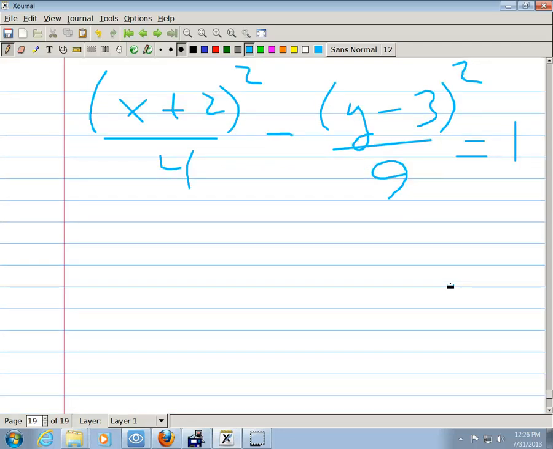Ready? Start at the center, negative 2, 3, right? Negative 2, 3 is where? That's in the second quadrant, sorry, second quadrant. So I'm going to blow up the second quadrant. All right. So negative 2, 3 is here.